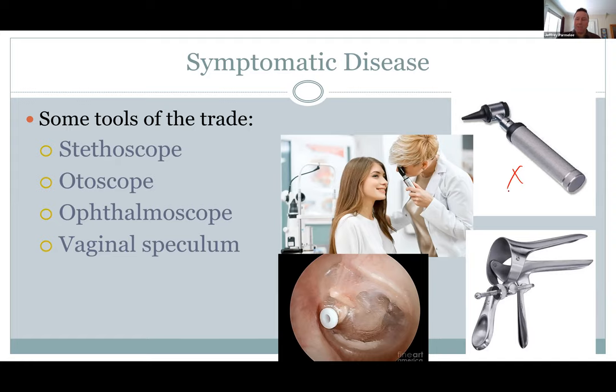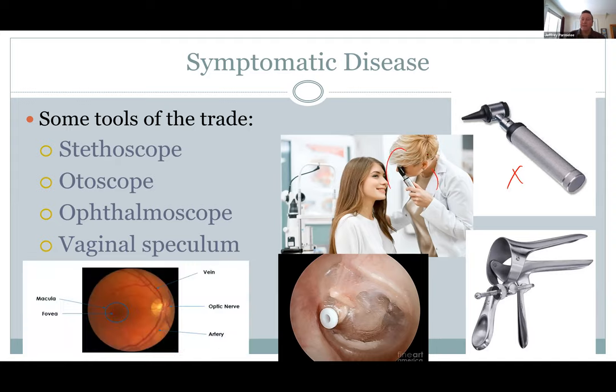Ophthalmoscope is when you take a look in the eye. And here you'll be able to see the retina. And I look at the blood vessels, and you can look at if there's any other issues in there. So it's a real quick way to take a look at that. Obviously, if you see a serious problem, you want them to go to an ophthalmologist. And then a vaginal speculum allows you to look in there and see the cervix deep within there. I didn't put a picture there, but you can imagine.